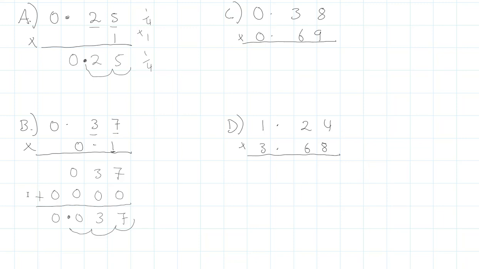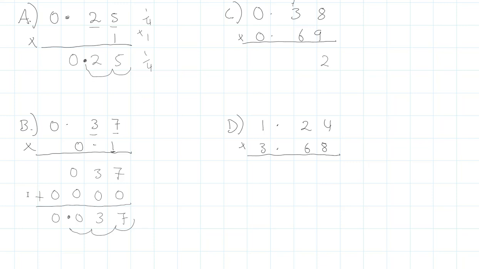On C, so C we're going to multiply 0.38 times 0.69. And again, if you look at the sum, there's 2 numbers after the decimal point in the first line and 2 numbers after the decimal point in the second line. So let's multiply this out as normal, and then let's add. Okay, so 9 eights are 72. Let's put down our 2 and carry our 7.